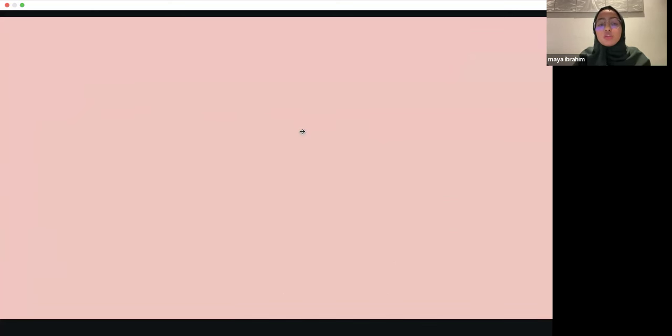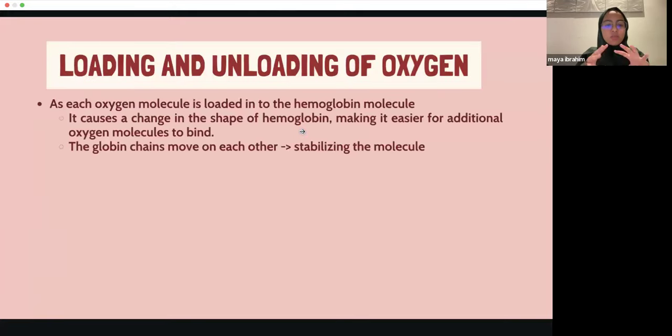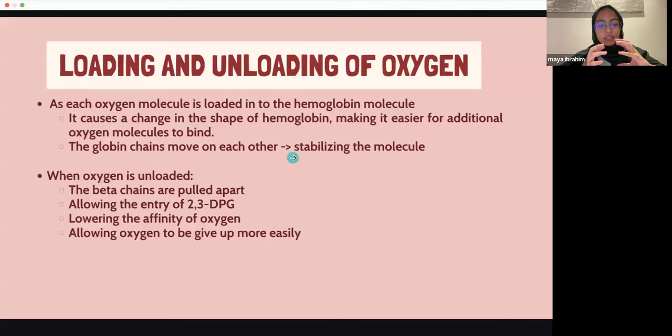Now, this is also very significant in the unloading and the loading of the oxygen. As each molecule of oxygen is loaded onto the hemoglobin molecule, it changes the shape of hemoglobin. How? The globin chains move on each other. So imagine these are the globin chains. They move on each other like this, holding that oxygen. It stabilizes the molecule so it can hold the oxygen. When it approaches the tissues that need it, the beta chains are pulled apart, 2,3-diphosphoglycerate enters, decreases hemoglobin's affinity for oxygen, and then oxygen is released more readily.